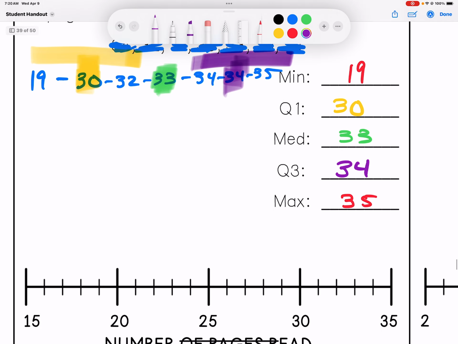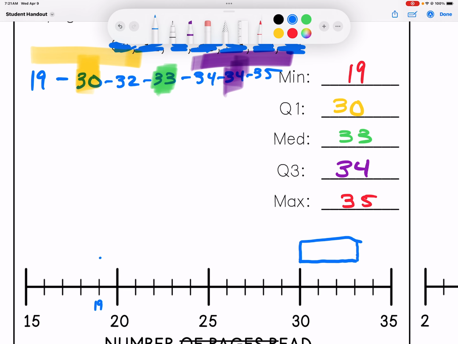Now all you have to do is go draw that box plot. So what that means is start on the minimum, which is 19, which is right there. So that's where your line's going to start, right there at that dot. Okay. Your Q1 is your next one. That's where you're going to make your box. So that's right there at 30. The median is where your line is going to be, and that's at 33. So 33 is right there. So that's going to be your line. This is going to be your box.